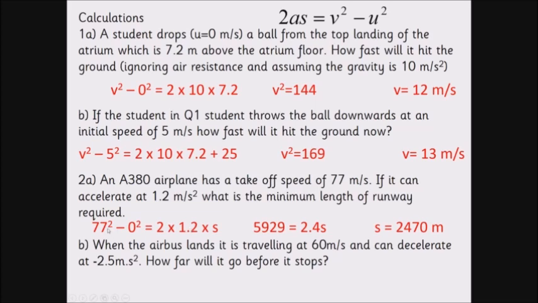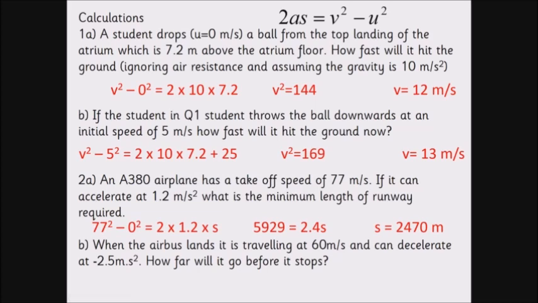So 77 squared is equal to 2.4s. 77 squared is 5929, which is equal to 2.4s. Then I've divided through by 2.4. So 5929 divided by 2.4 gives an answer of 2,470 meters.